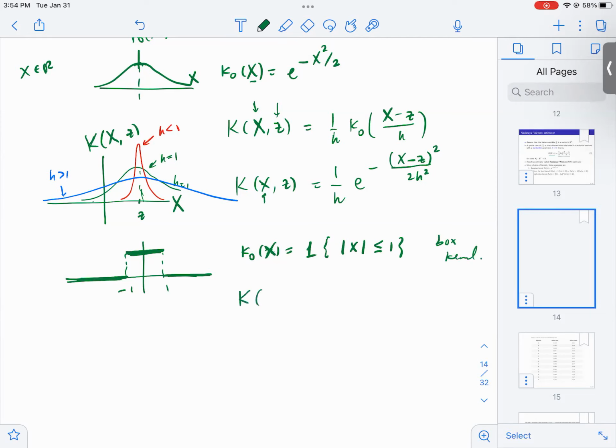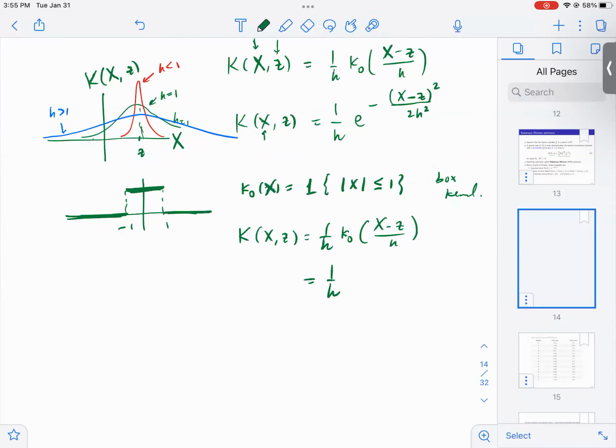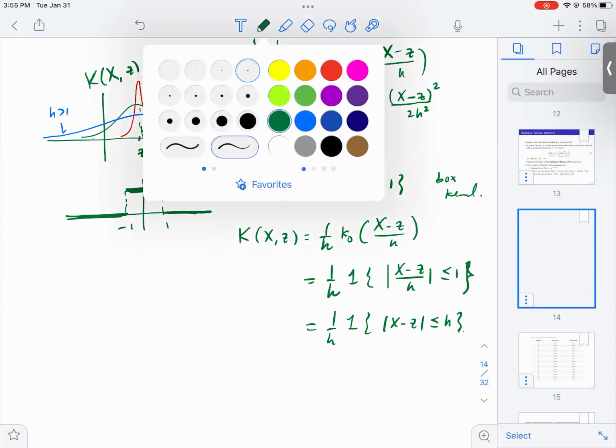And if I form this capital X and Z, again, it's like k naught, 1 over h, x minus z over h. This is going to be 1 over h times the indicator that absolute value of x minus z divided by h is less than 1. You see this is going to be similar to what was proposed. So if I multiply both sides, it's saying x minus z is less than or equal to h.